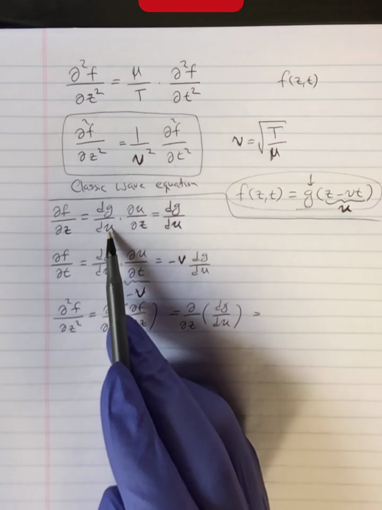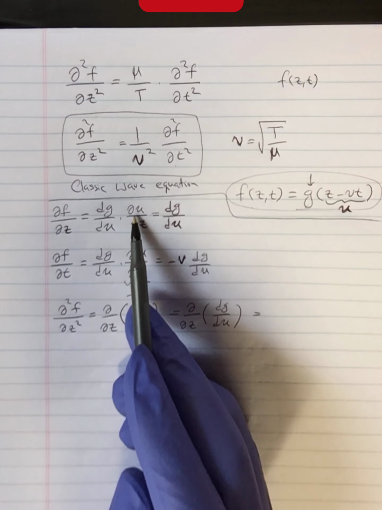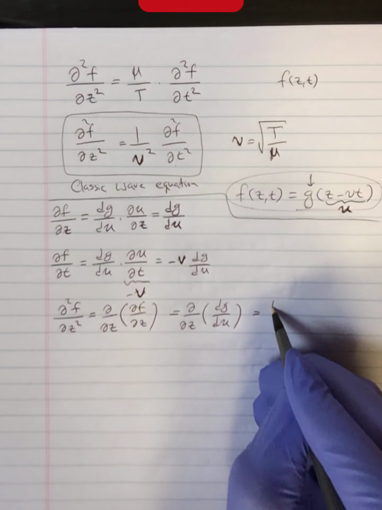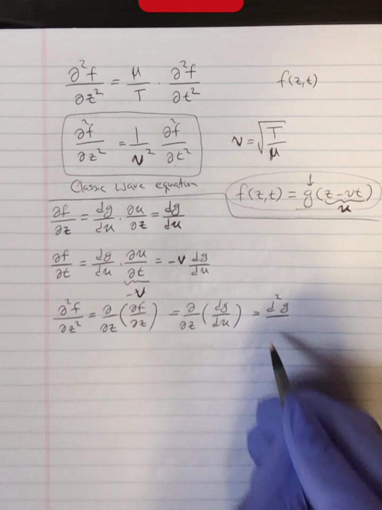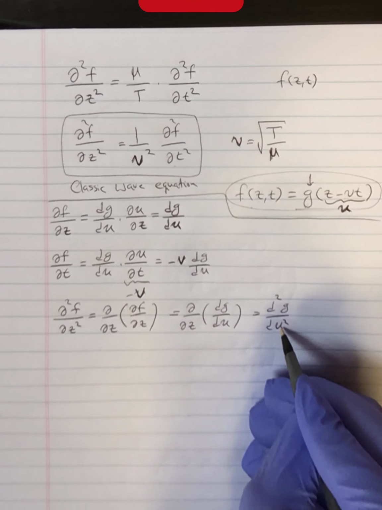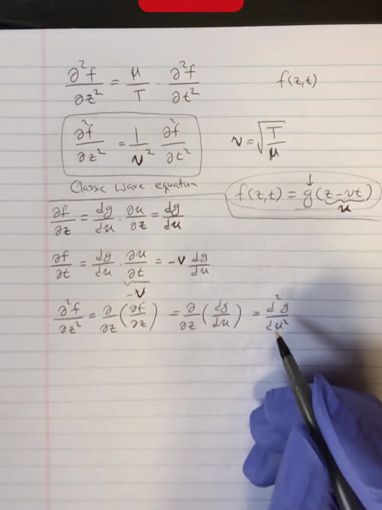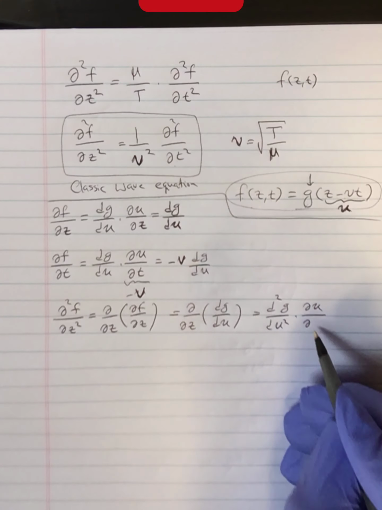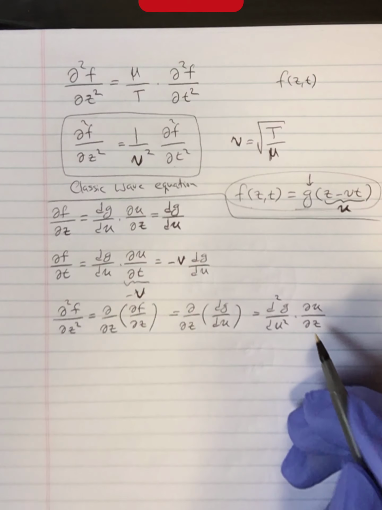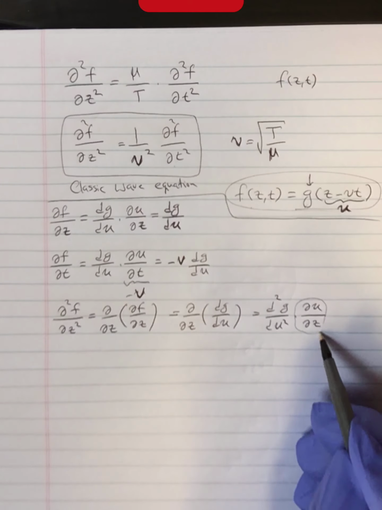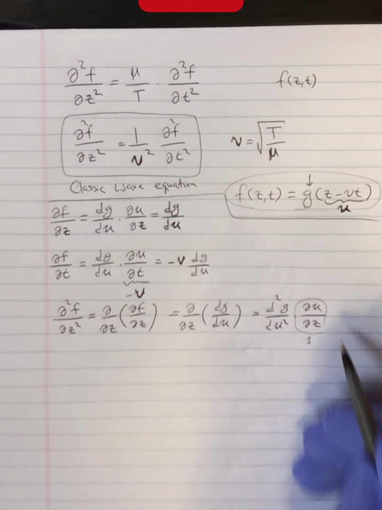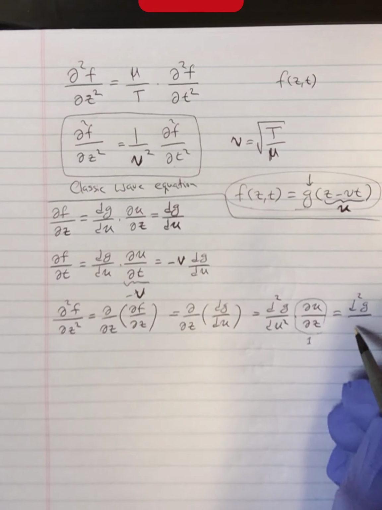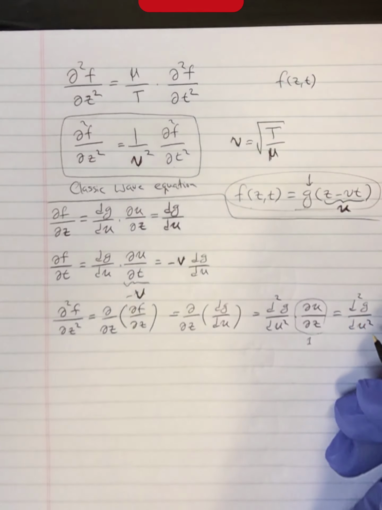We first take the derivative with respect to u and then multiply that by partial u over partial z, and that becomes the second derivative of g with respect to u, d2g over du square, times partial u over partial z. And this whole thing is 1. So that becomes equal to d2g over du square.